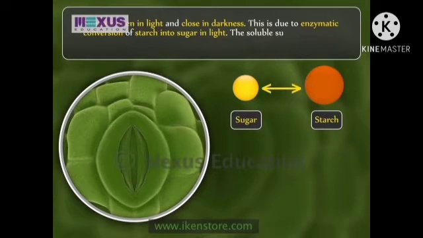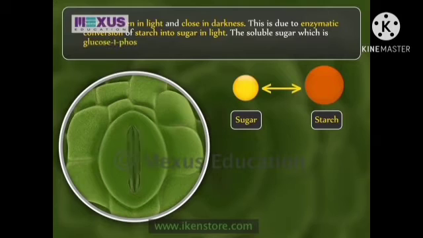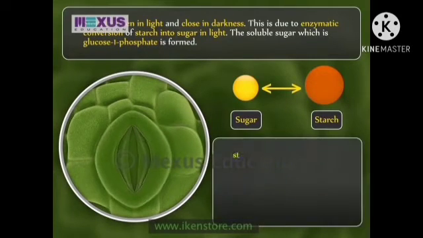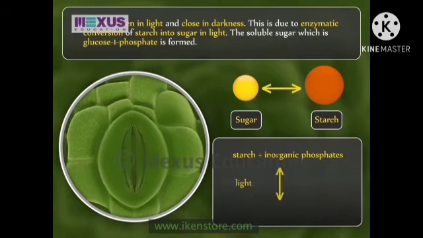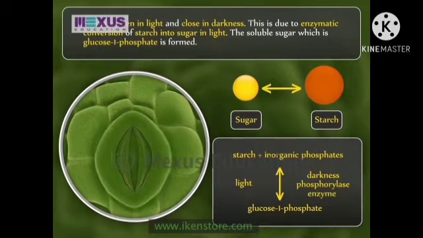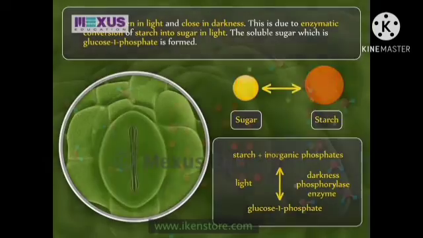The soluble sugar, which is glucose 1-phosphate, is formed as starch plus inorganic phosphates in the presence of light produce glucose 1-phosphate, while in darkness, in the presence of phosphorylase enzyme, glucose 1-phosphate is converted back into starch and inorganic phosphate.